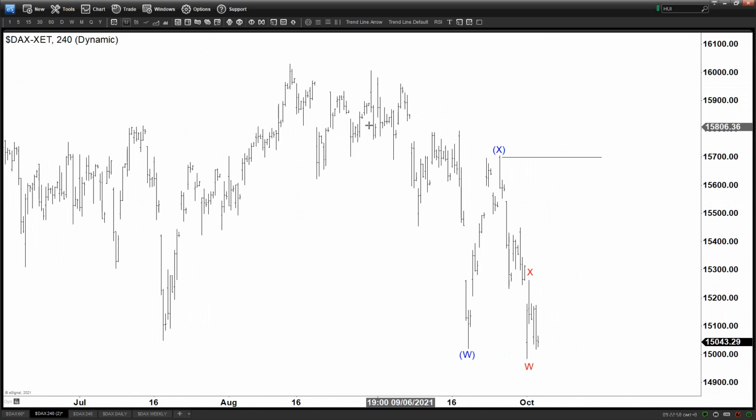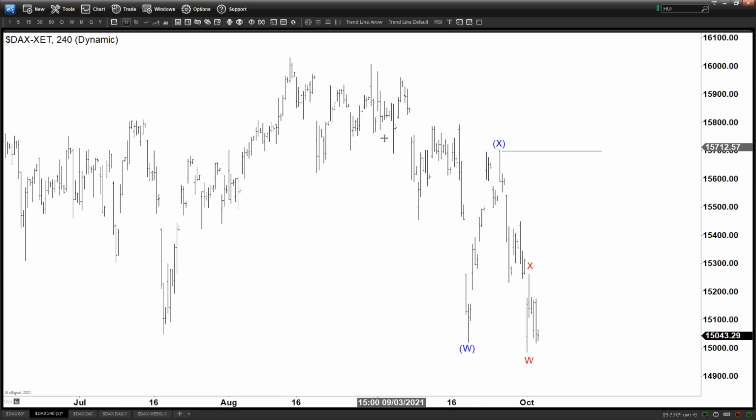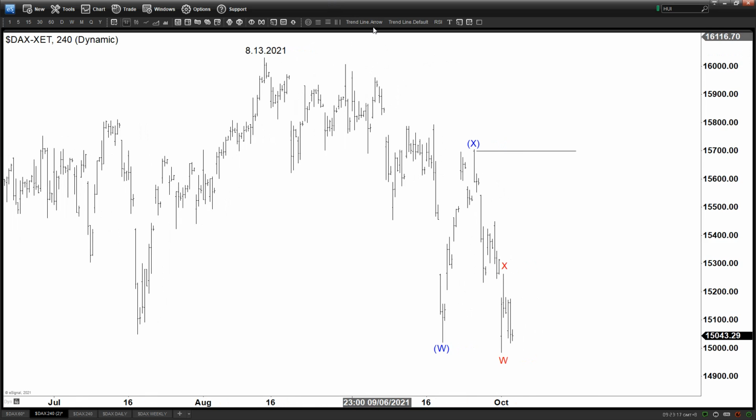Okay, and so based on this structure here, we could conclude that we are talking about the cycle that started from this peak here, August 13. Right, August 13 is the starting point, right? And from here we got this decline that we label as a W here, right? And then this is an X.